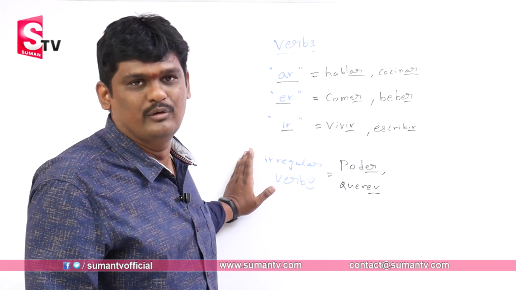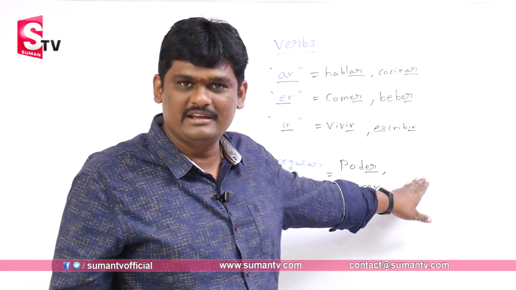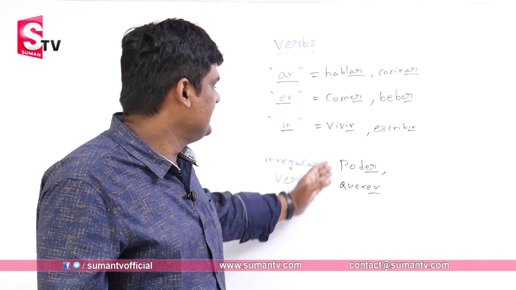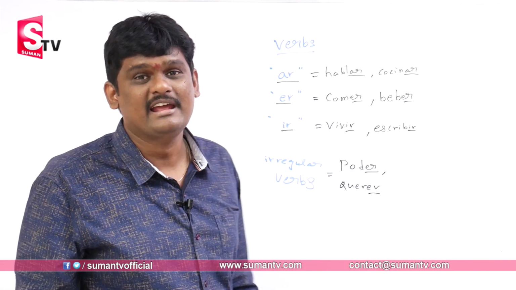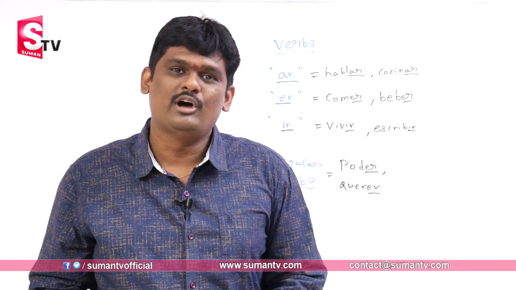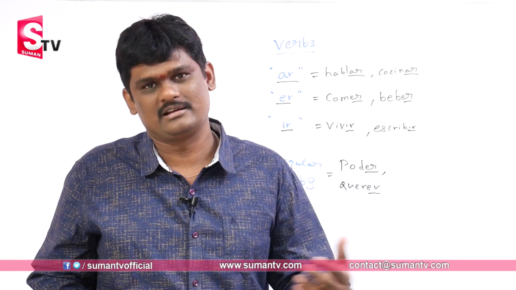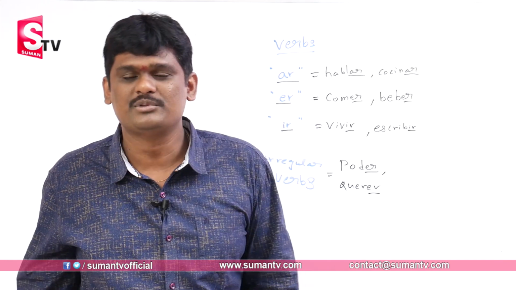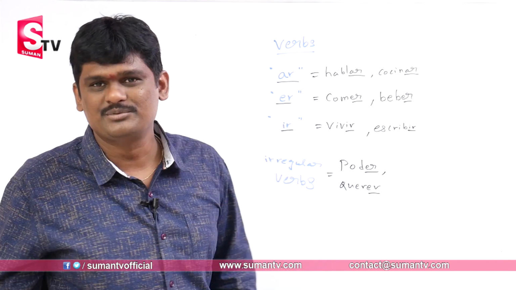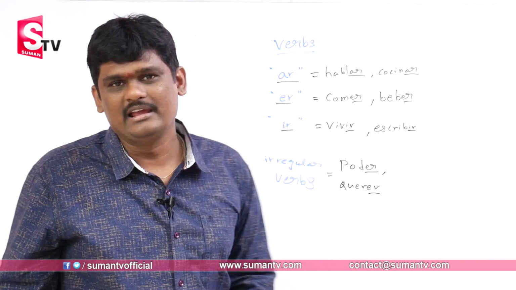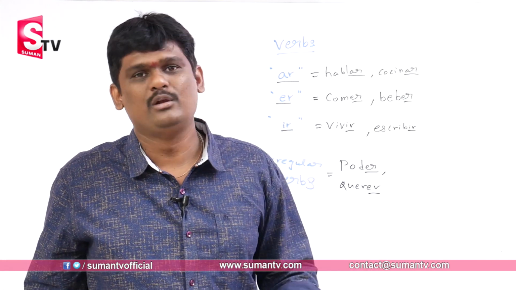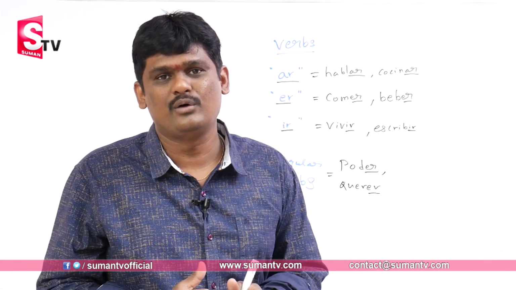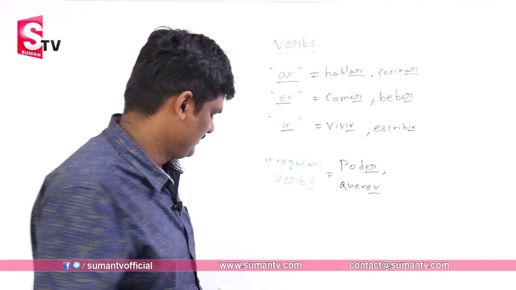But these irregular verbs, like poder, the meaning is to can or to be able to. Querer is to want. These types of verbs have irregular patterns. So in coming episodes, you will learn the difference between the patterns of AR ending verbs, ER ending verbs, IR ending verbs, and irregular forms. Now we'll have a look at hablar, the pattern of an AR ending verb.